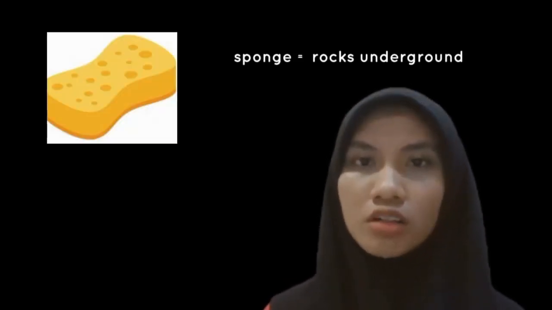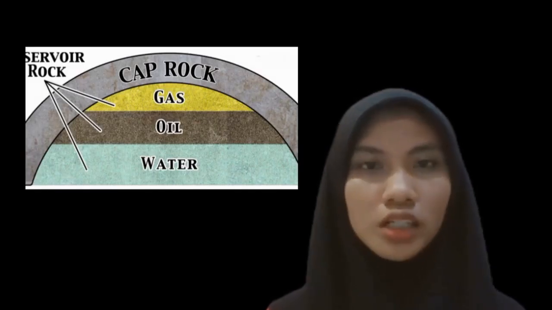Let's dive a bit deeper into the concept of reservoirs in the context of oil and gas exploration. Picture a sponge that has tiny holes in it. This sponge represents the rock underground where oil or gas is stored. The holes are like storage spaces for oil or gas.